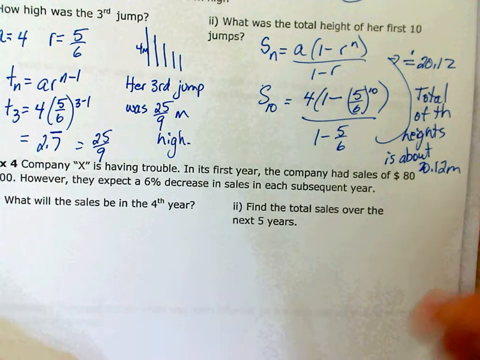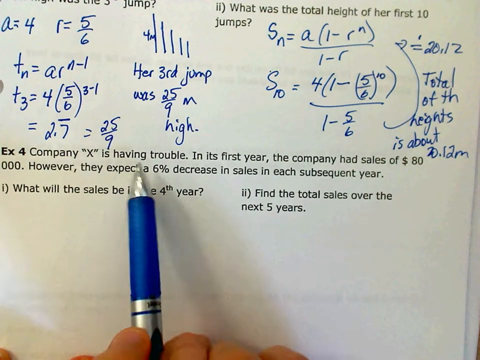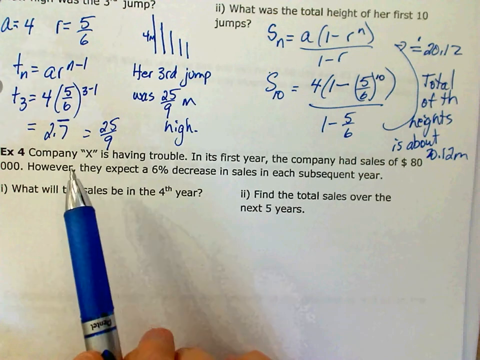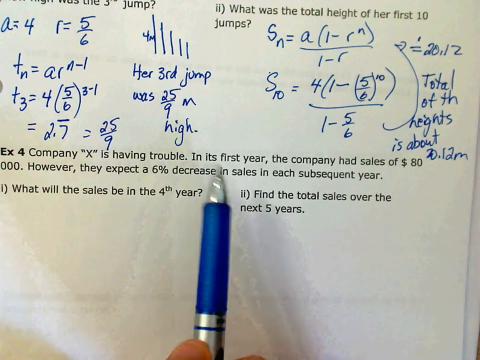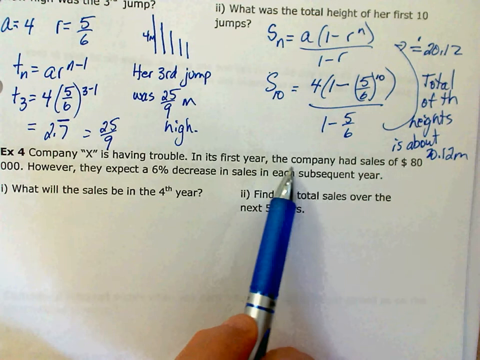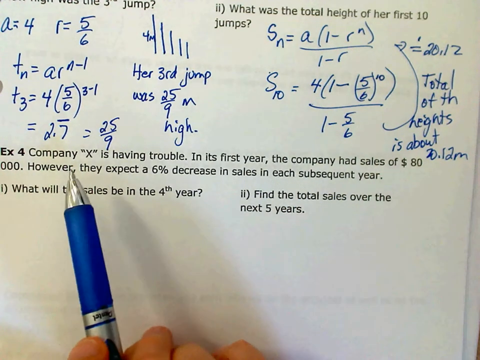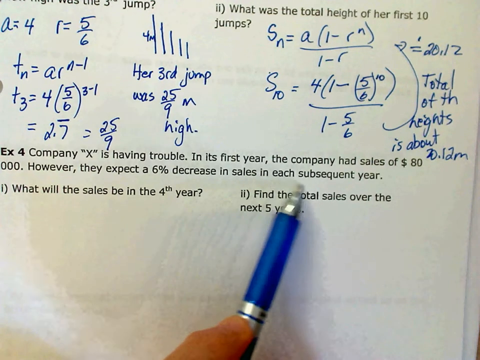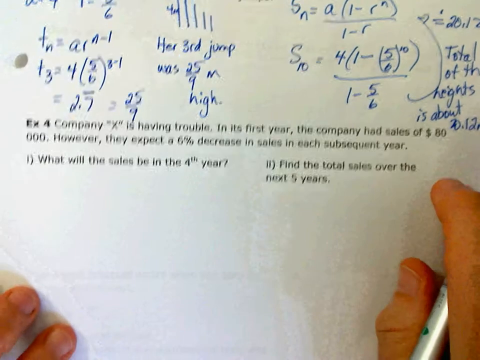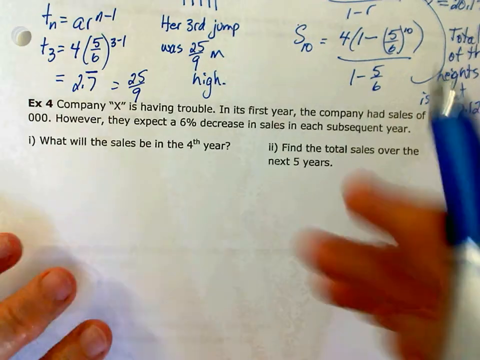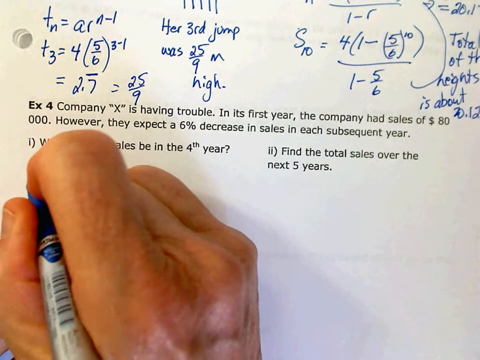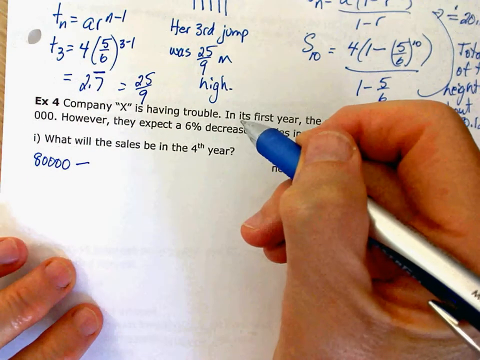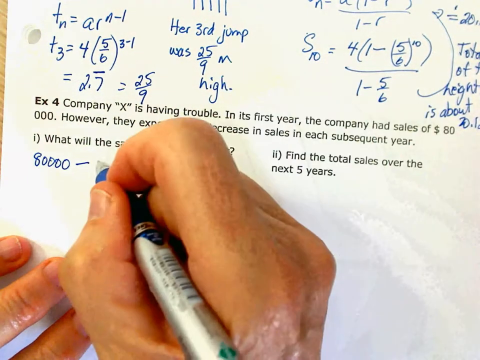Company S is having trouble. In its first year, the company had sales of 80,000. However, they expect a 6% decrease in sales each subsequent year. Notice, if the first sale is 80,000, they expect to decrease by 6%.